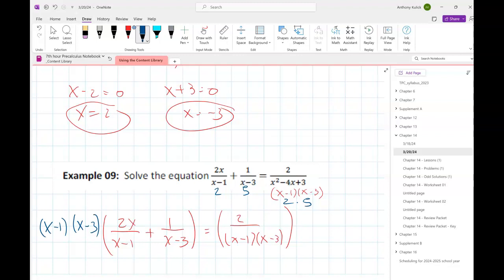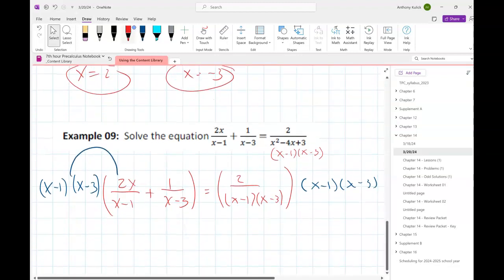When I asked you the least common multiple of 2, 5, and 10, that was kind of the same as x minus 1, x minus 3, and x minus 1 times x minus 3, because the x minus 1 is kind of like 2, x minus 3 is kind of like 5, and x minus 1 times x minus 3 is like 2 times 5. It's like the same pattern, right? So we'll multiply that to both sides. I'm going to treat that as one thing.